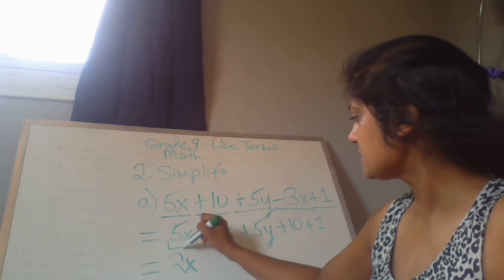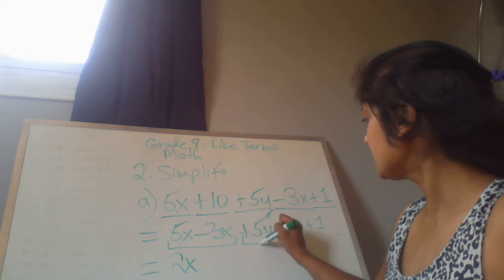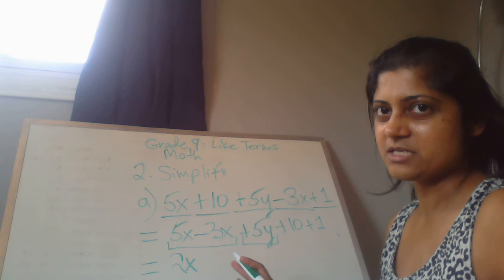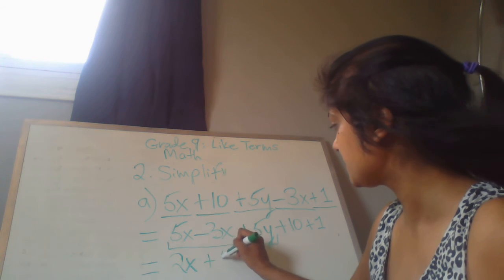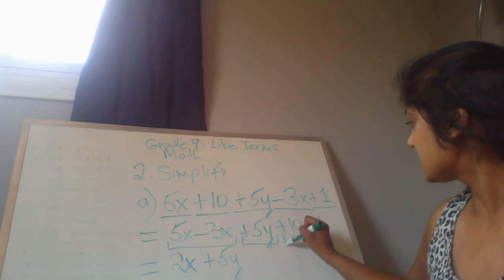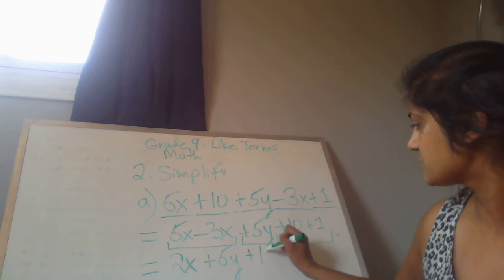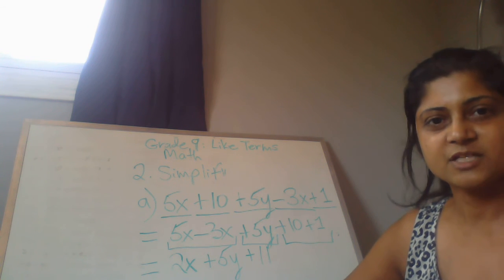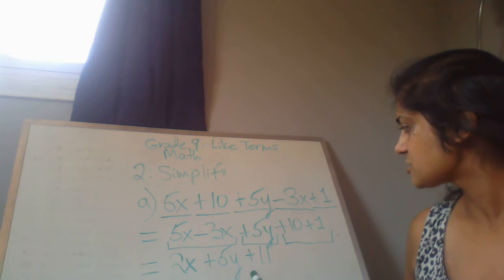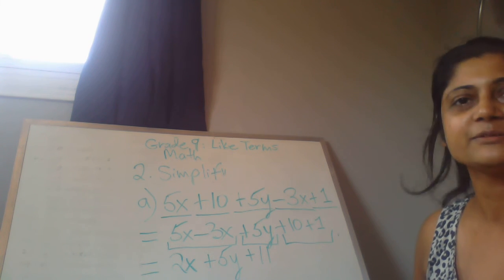And the next part, so let's make like a line underneath it. Now you notice the 5y is just by itself. So I'm just going to put plus 5y, like that. And the last part is basically the 10 plus 1, which is equal to 11. So this is the final answer here. It's 2x plus 5y plus 1, or 11, sorry.